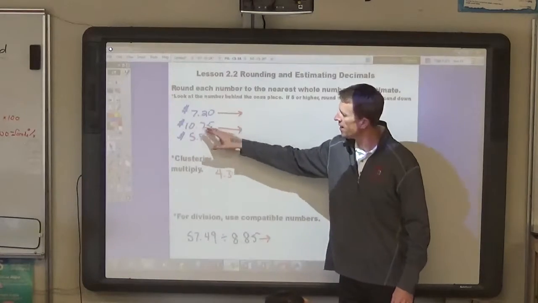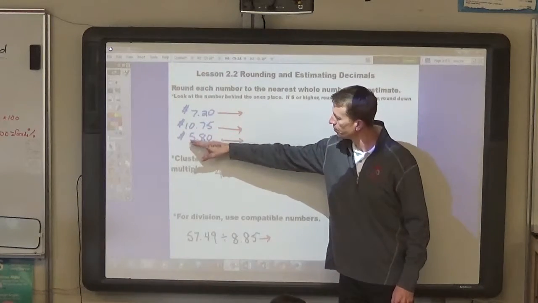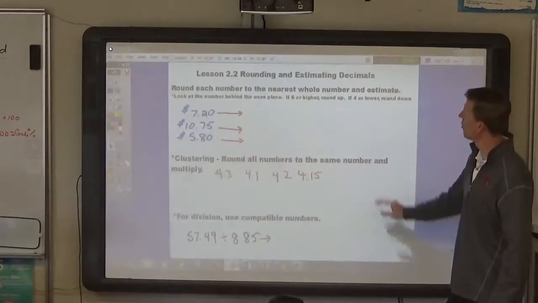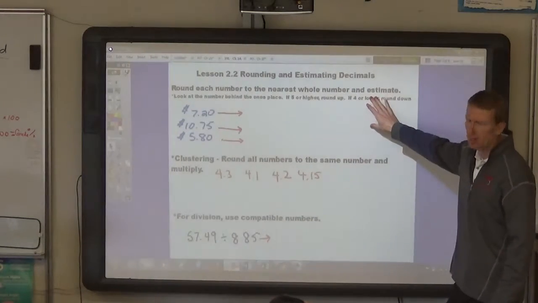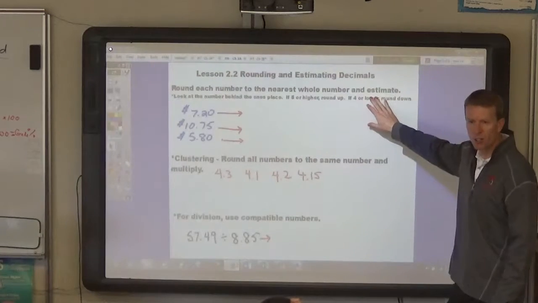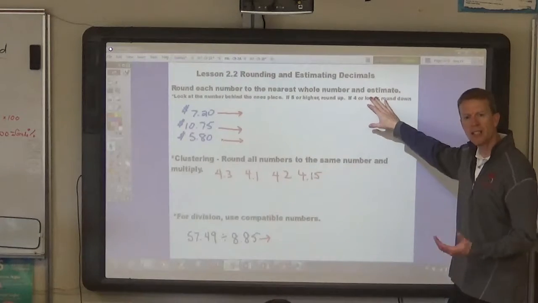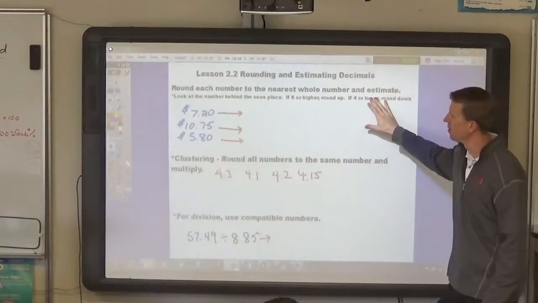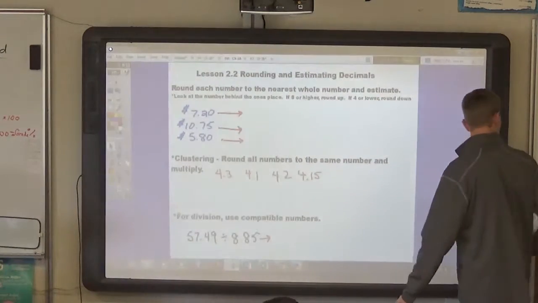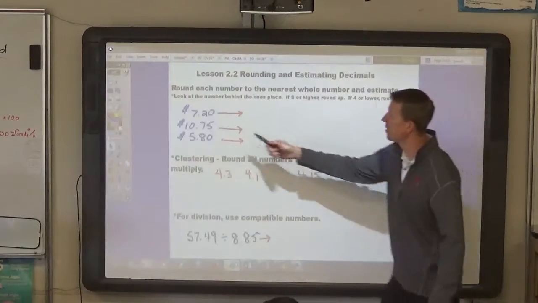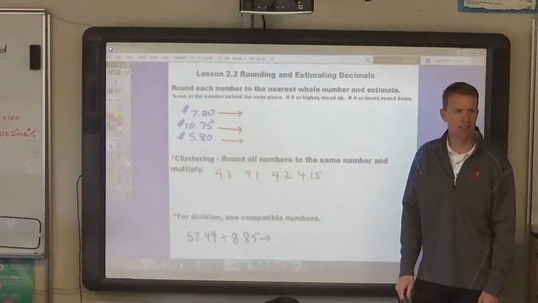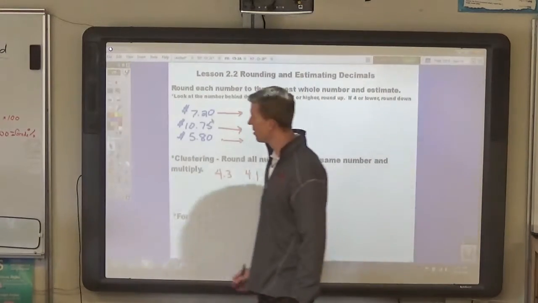$7.20, $10.75, $5.80. What we are going to do when we're estimating is to round them to the nearest whole number, which means round them to the nearest dollar and add them up. Okay? So, what's the nearest dollar amount for $7.20? What's the nearest dollar amount?